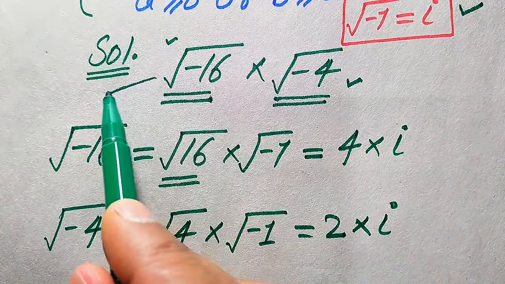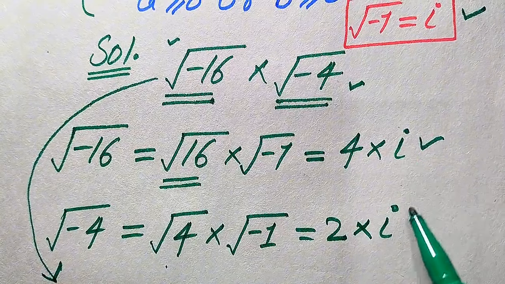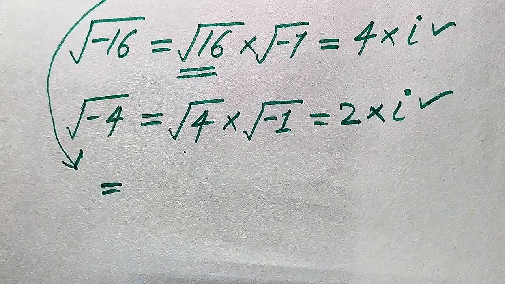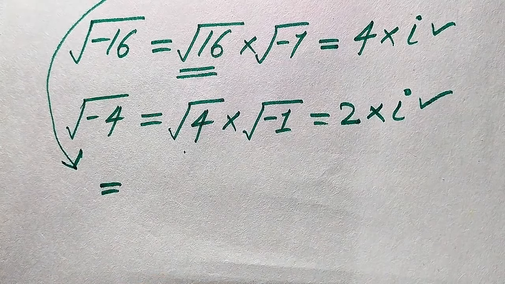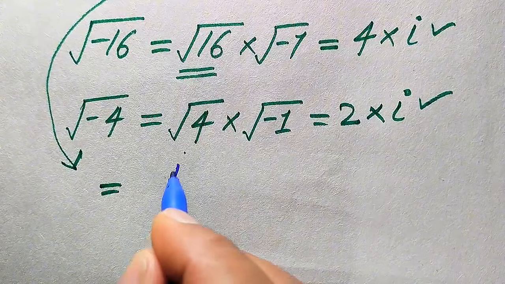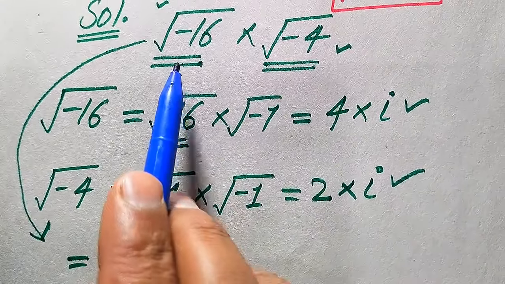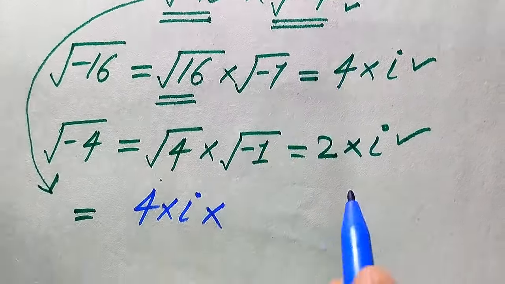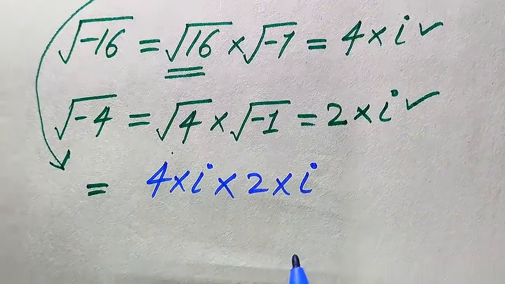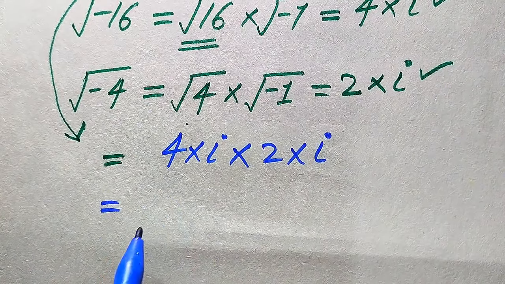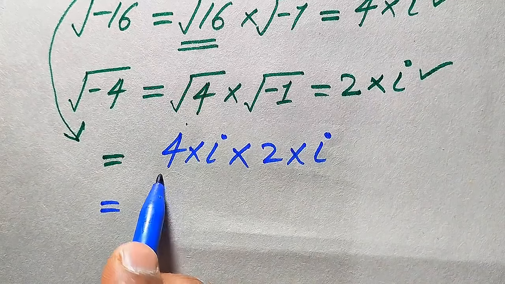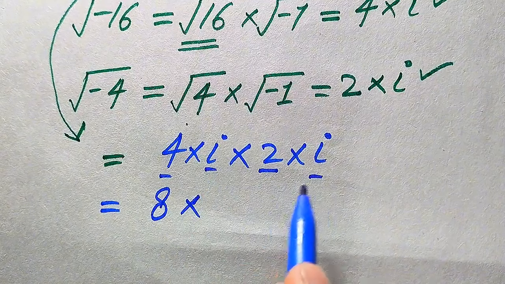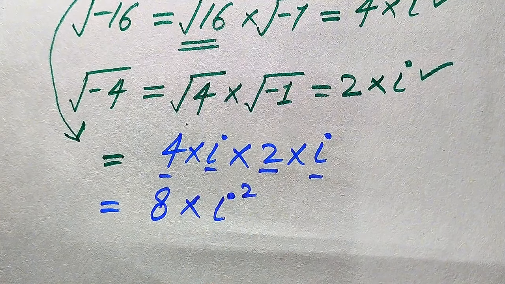Now we move backward and substitute both of these values into the given question statement. After substituting these two values, our given expression is written as 4 multiplied by iota, multiplied by the value of the square root of minus 4, which is 2 multiplied by iota. Now we need to multiply the like terms: 4 multiplied by 2 becomes 8, multiplied by iota times iota, which is iota square.